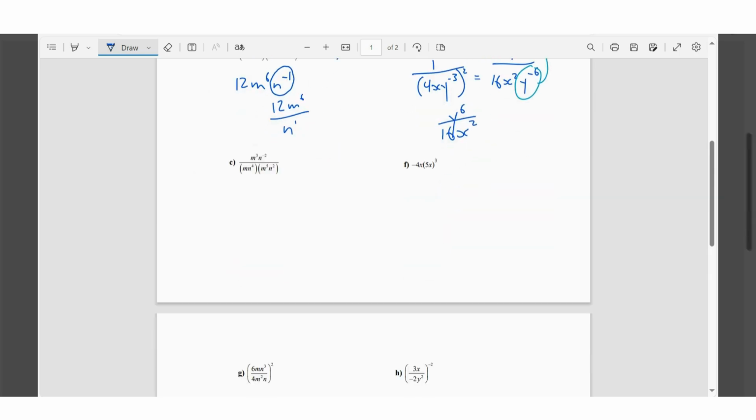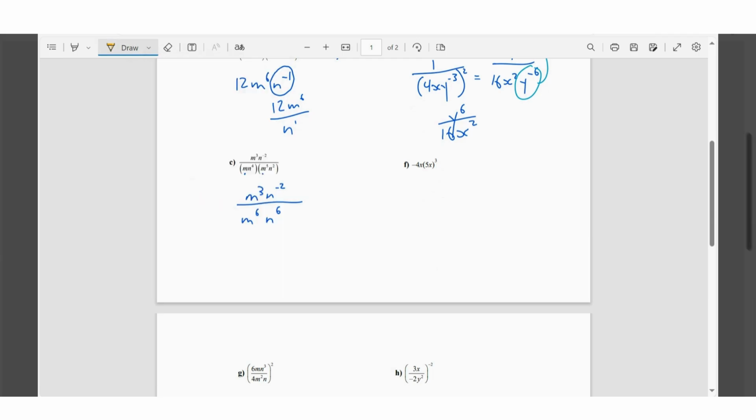For C, I would start with combining here and then deal with our fraction. So let's start there. We have an m being multiplied by an m. We can add those exponents. So m to the 1 times m to the 5 is going to give us m to the 6. And this n to the 4 times n to the 2 is going to give us n to the 6 as well. And now we can deal with this.